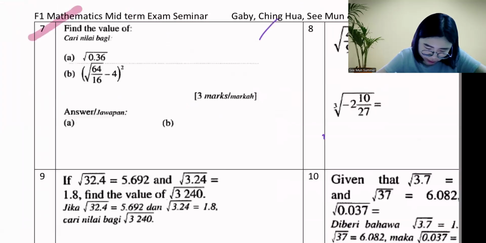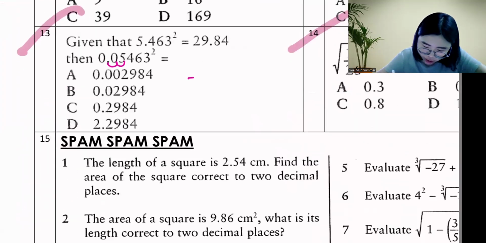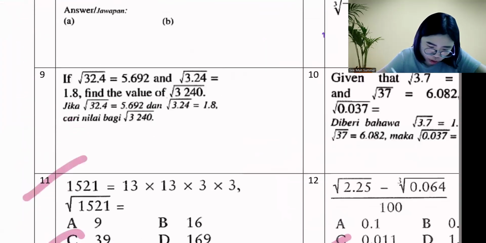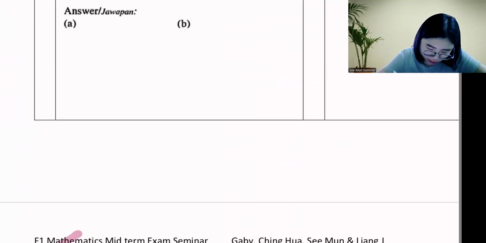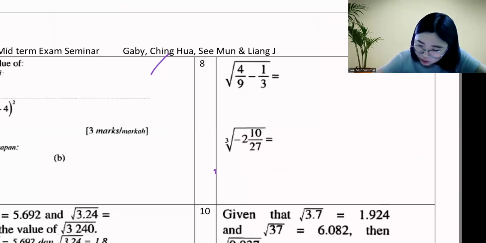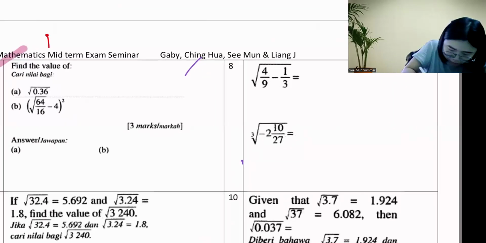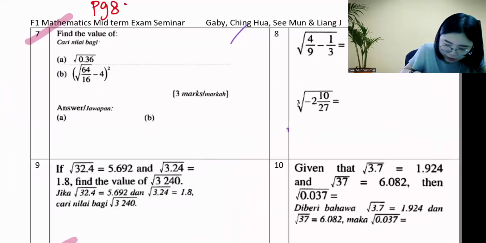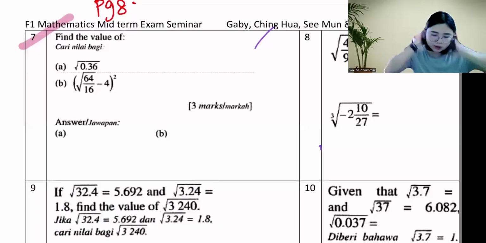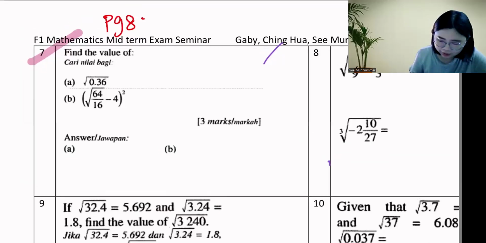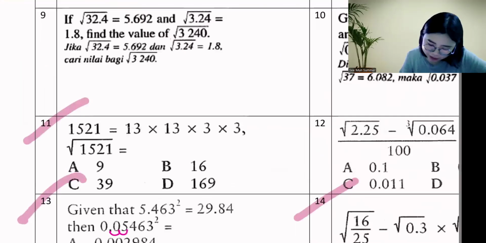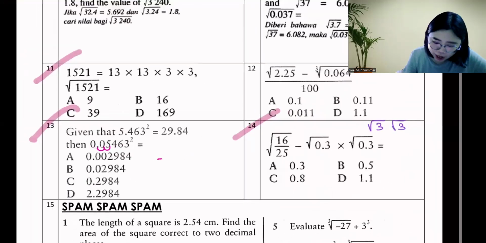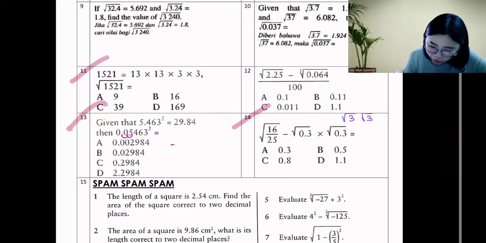Next one. Let's try some interesting questions. Maybe we try the workbook. Okay, let's look at page number 8. Find the value of this. Can you find the value for this? I think number 7 is enough for it. Never mind. We try the same page, but we try question number 11.